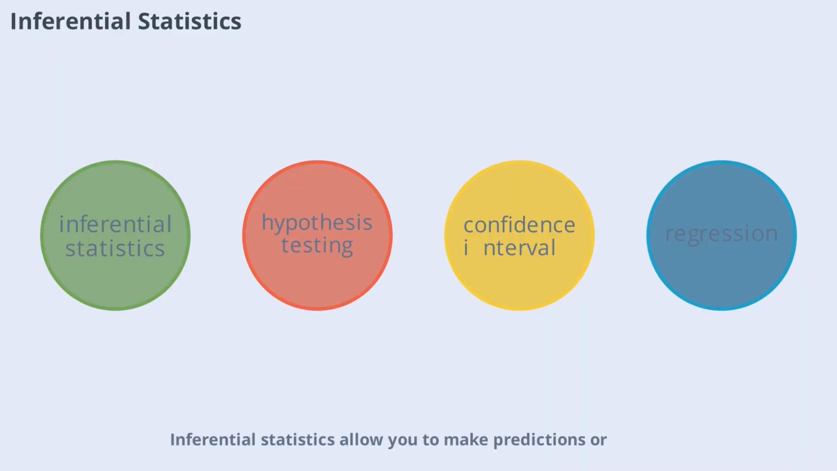Inferential statistics allow you to make predictions or inferences about a population based on a sample. Techniques include hypothesis testing, confidence intervals, and regression analysis. These methods help you draw conclusions that go beyond your immediate data, making your analysis more powerful and insightful.